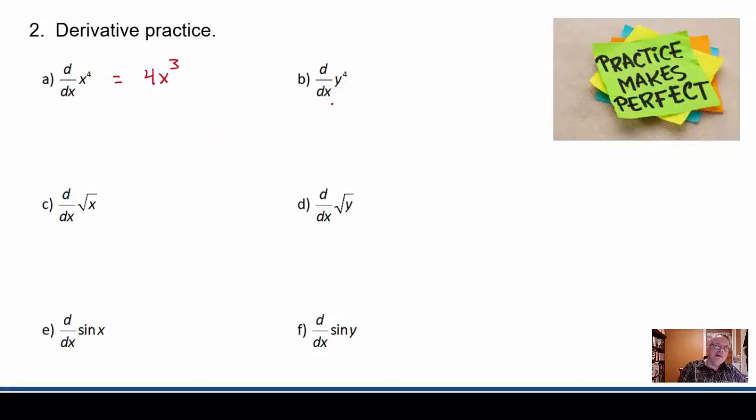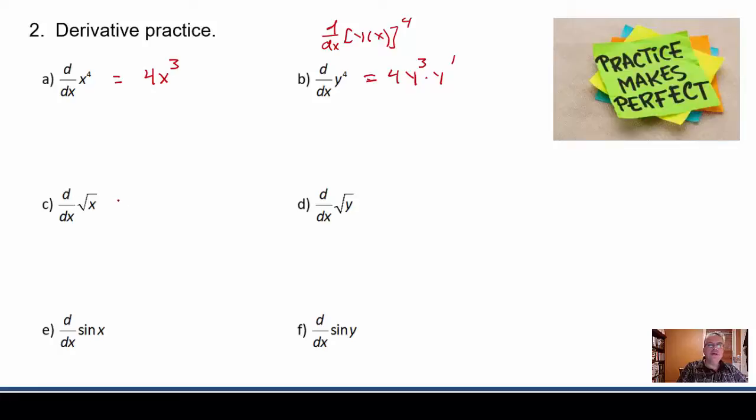This is different. This is the derivative of y with respect to x, and y is thought of as a function of x. So this is the same as taking the derivative of y of x to the fourth power. We need the chain rule, or more specifically, the general power rule. This would be 4y to the third power times the derivative of the inside function, which is y prime. That's the difference between taking the derivative of x to the fourth and y to the fourth. y is a function of x, and we need the chain rule.